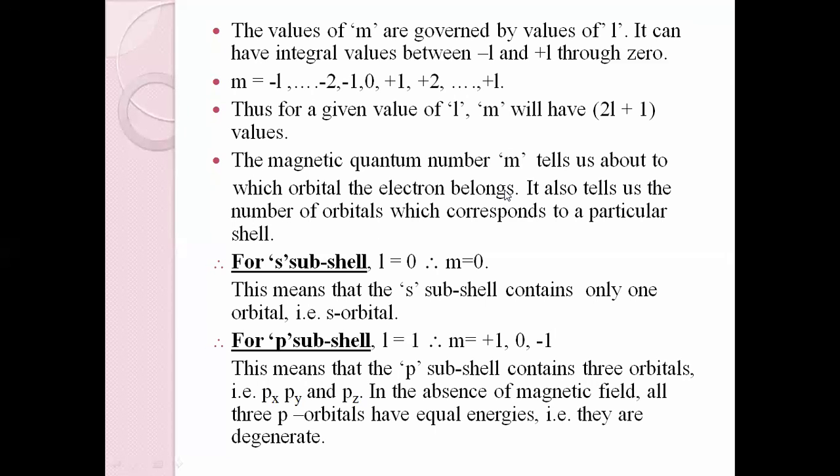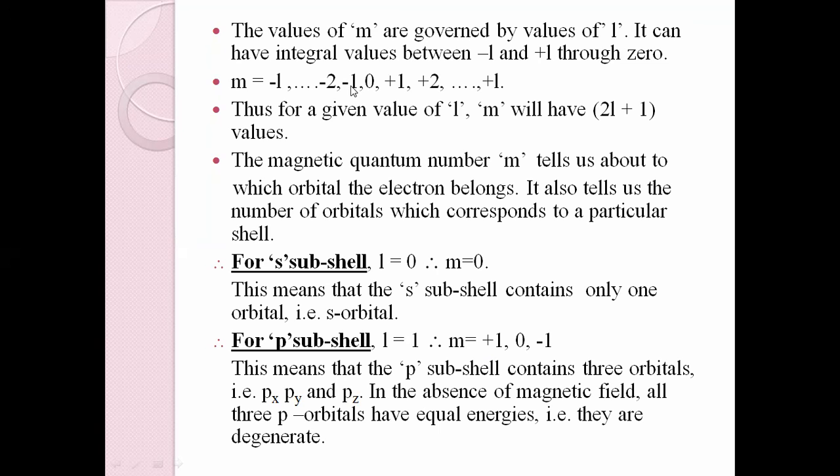Similarly, let us see the next value. Say for example, L is equal to 1. When L is equal to 1, simply I will put the value here: 2L plus 1, 2 into 1 plus 1. 2 into 1 plus 1 is how much, students? 3. So the value of M is 3. I am going to pick these 3 values from the integral values of M, ranging from negative to positive. I'll begin with the positive integer, plus 1, 0, minus 1.